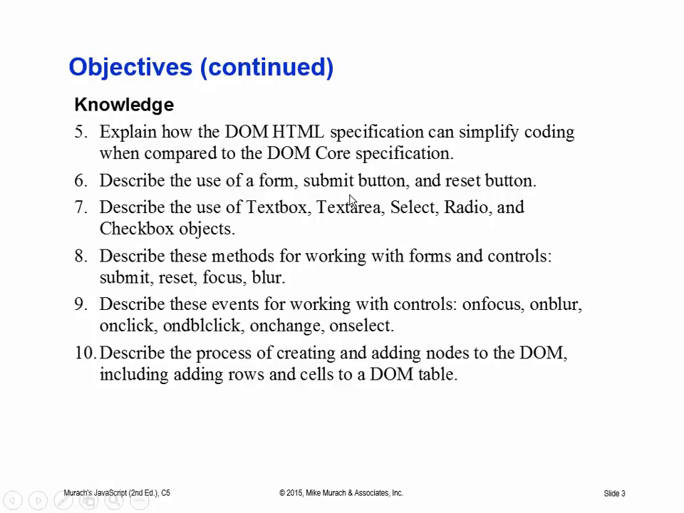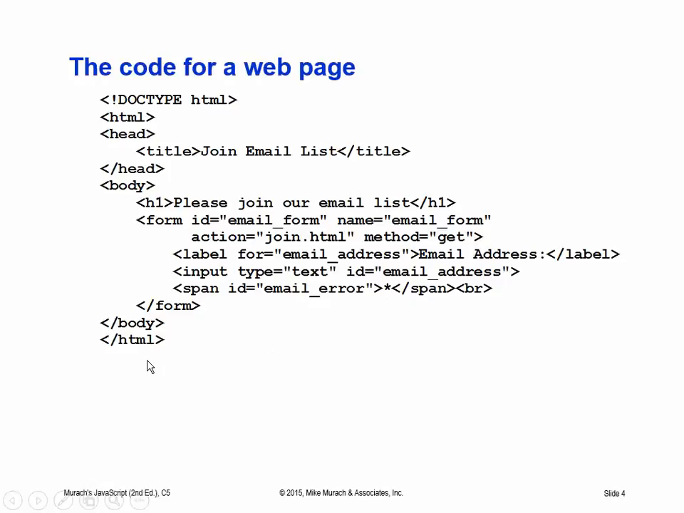Describe the use of a form submit button and reset button. Describe the use of text box, text area, select, radio, and checkbox objects. Describe these methods for working with forms and controls: submit, reset, focus, and blur. Describe these events for working with controls: on focus, on blur, on click, on double click, on change, on select. Describe the process of creating and adding nodes to the DOM, including rows and cells to the DOM table.